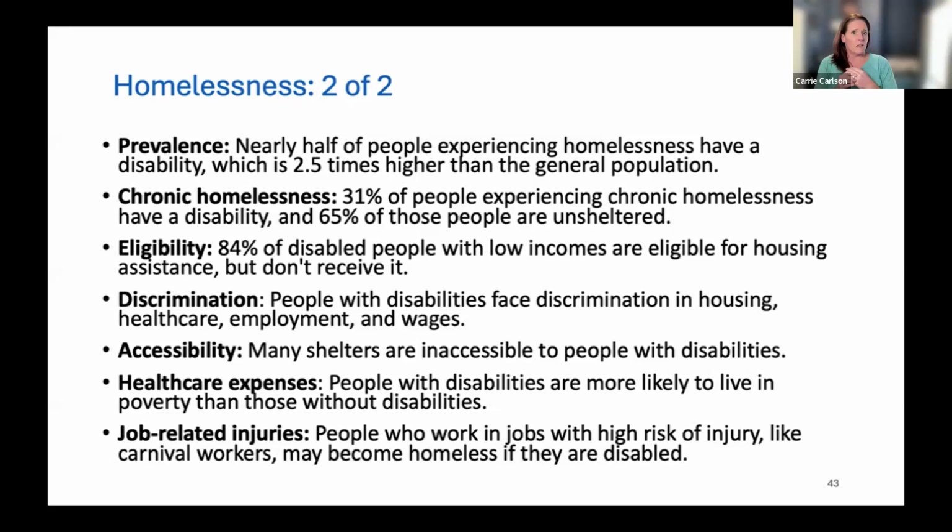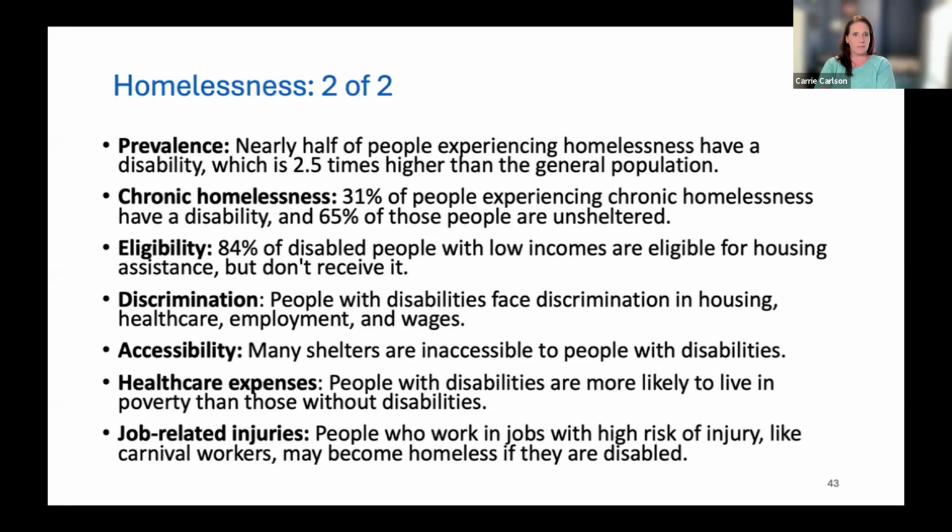living on the streets. Usually or sometimes cities have, I don't think, no, tent cities are not included in that. Somebody correct me if I'm wrong, but I think the unsheltered means that they're living on the streets. Eligibility. Oh, did somebody come off to say something? No. Okay. Eligibility, 84% of disabled people with low income are eligible for housing assistance, but don't receive it, right?